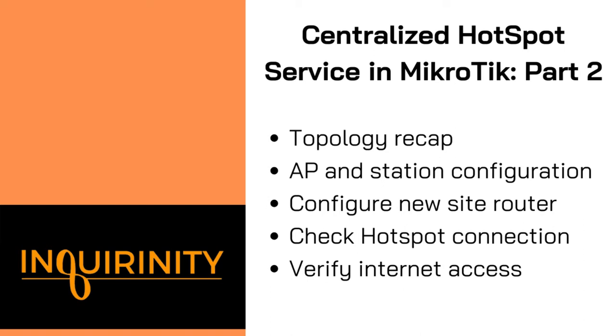For part 2, there will be an AP and station to be configured. There is also a new site router from where our new hotspot user will be connected. So we hope that we can extend our hotspot service from our main router to this new site, which will be site number 2. We will also check if these new devices, the access point, station, and the site router, will be reachable by our management VLAN. And finally, we will verify internet access on our new hotspot user.